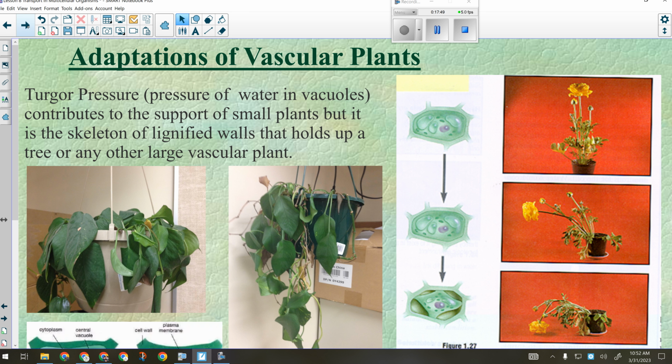All right, so turgor pressure. This is the thing we talked about the other day, that stuff that's in the water vacuole that helps support the plant. So we've got the cellulose fibers in the cell wall supporting the plant, lignin can support the plant, and then turgor pressure can support the plant.